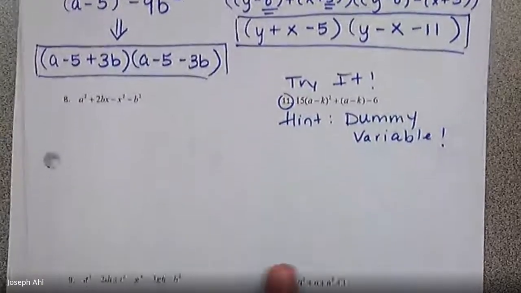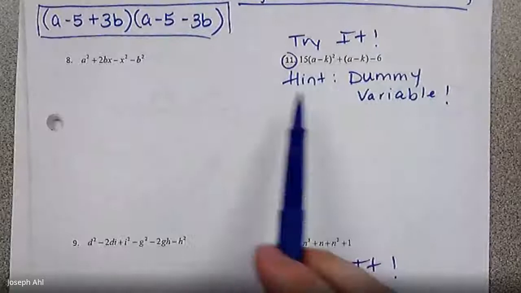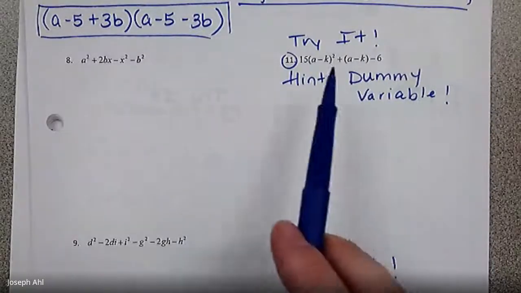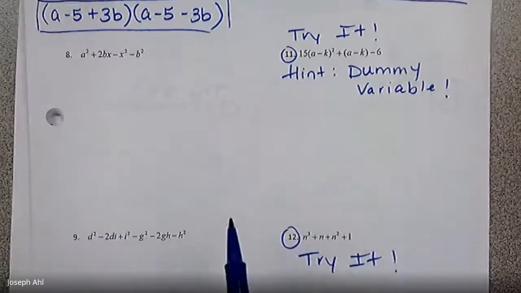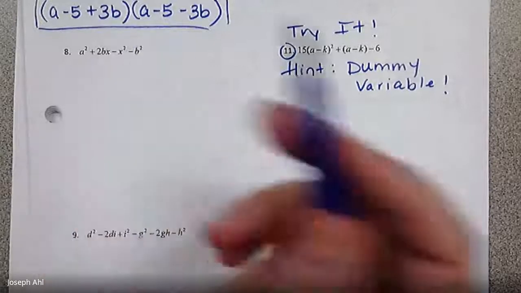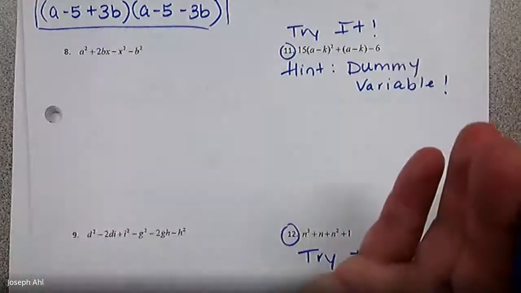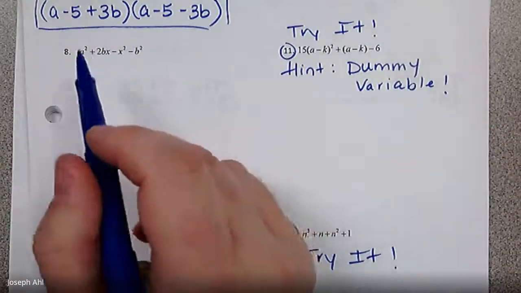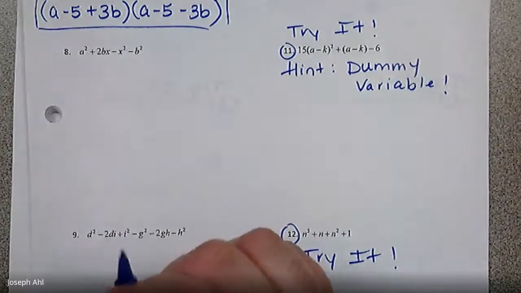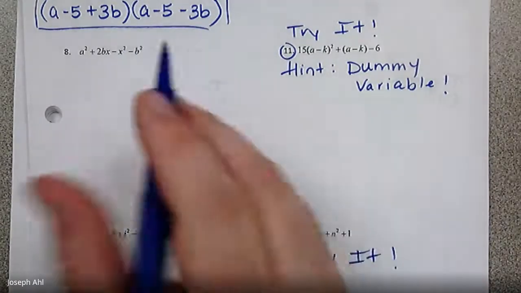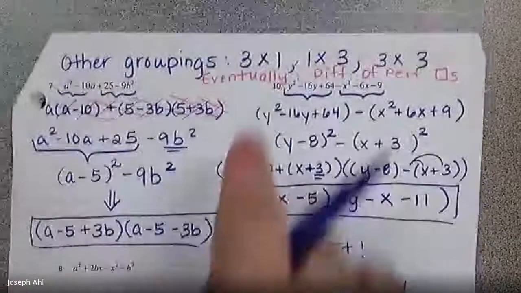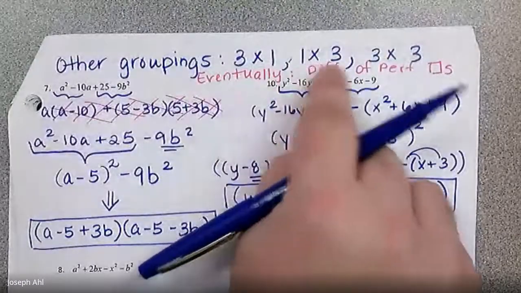Let's take a look at number 8. And by the way, you can see number 11 is a try it, and my hint is dummy variable. All right, think about dummy variable for those two spots. For number 8, looking at this, could I try 2 and 2? Of course I can, but I'm seeing a lot of things that are perfect squares here. And when I see a lot of things that are perfect squares, I might start thinking that it's maybe 3 by 1 or maybe it's 1 by 3.